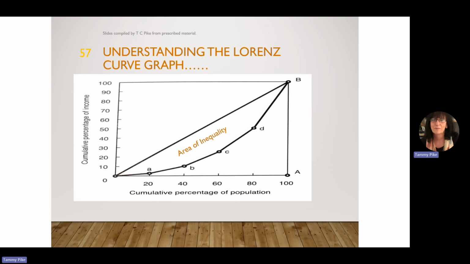And then remember, the line here is the line of perfect equality. And then this is your area of inequality. So depending upon how wide this is, we have a greater level of inequality or less inequality. So for example, if I had to go and draw another line and put it in here, this would show a much more equal distribution of income. All right.